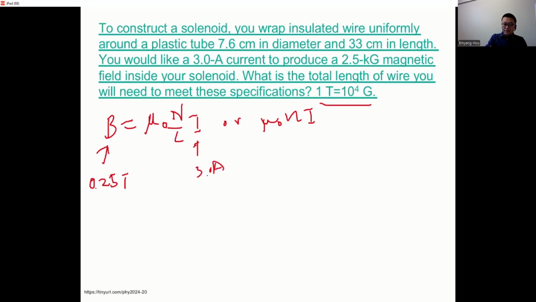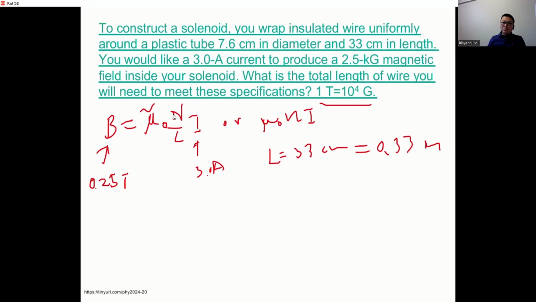And let's see, this is a known. We know that. Now it tells you that L is 33, so I think we know L. L is 33 centimeters, so you will convert it into meters, 0.33 meters. Then you can see from this equation over here, you can calculate the number of turns you have, right?